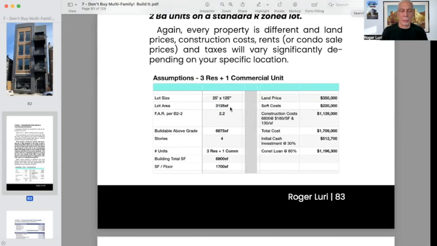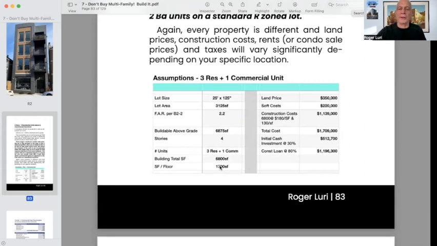It's 3,125 square feet of lot area. Buildable area is 6,875, our maximum buildable area. In this case, our building total square feet is 6,800 square feet. And we've got about 1,700 square feet per floor that we're building.